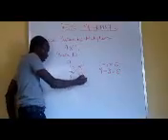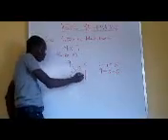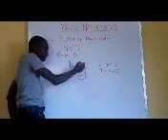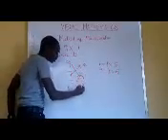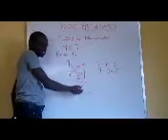Now, here, you're going to multiply 3 times 1, which is 3. So 9 times 7 is equal to 63.